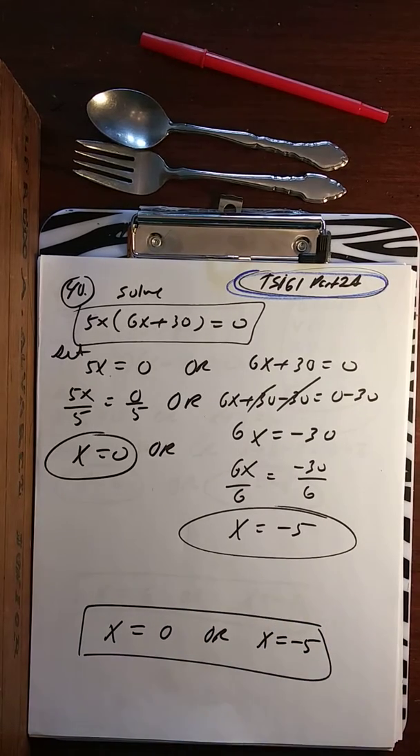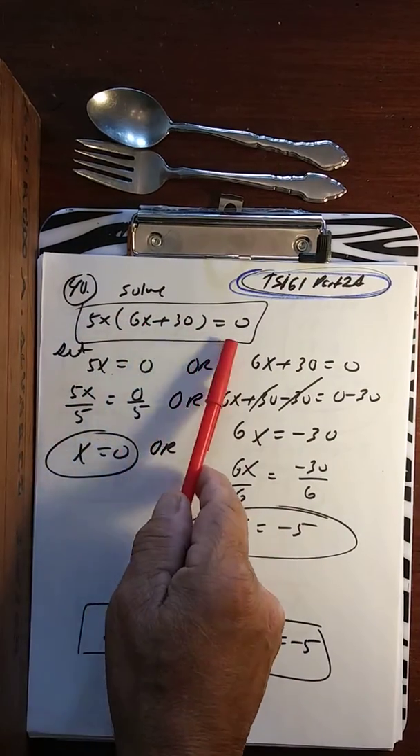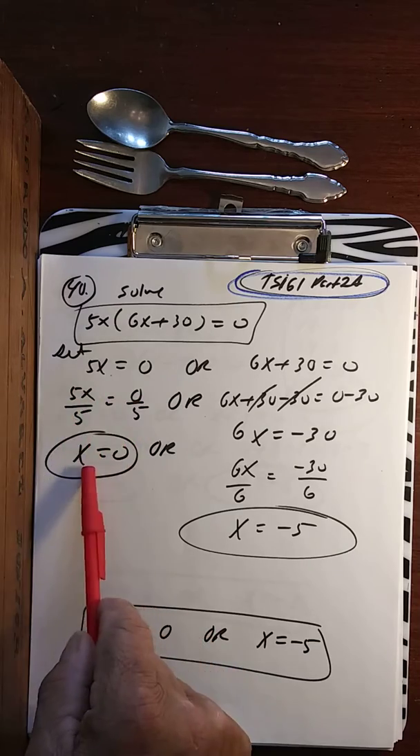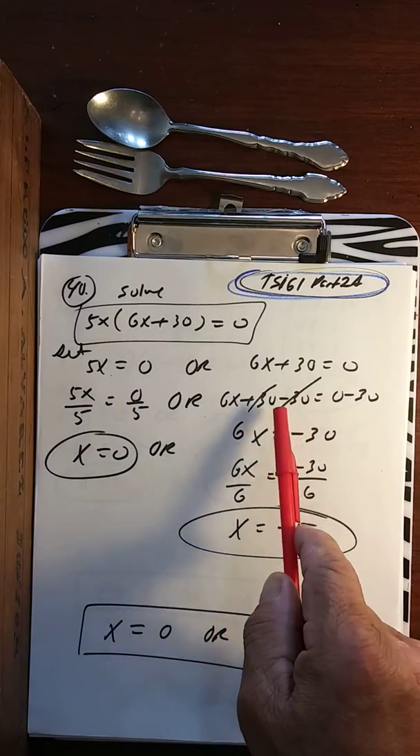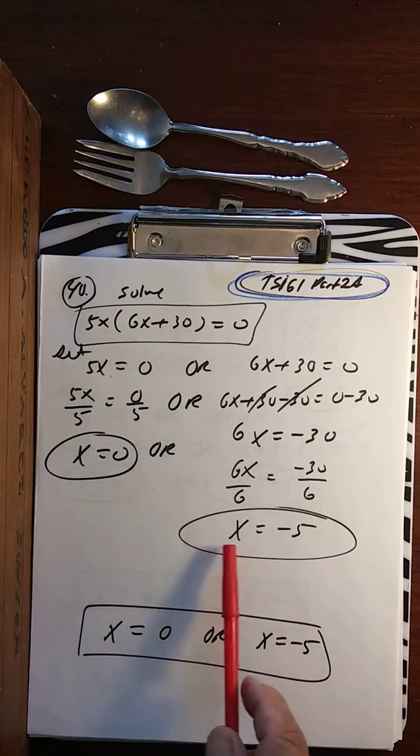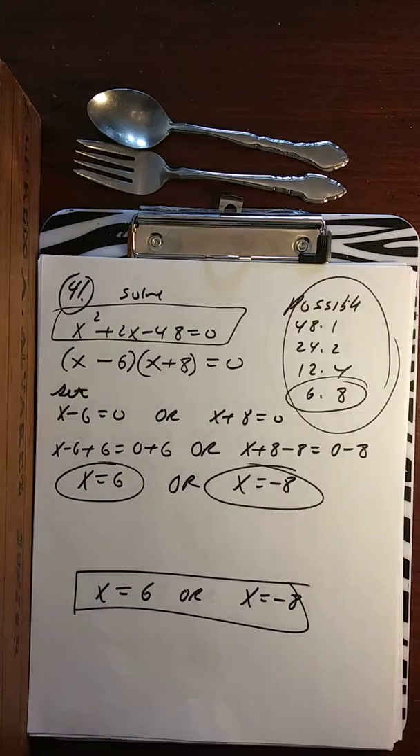All right, let's do TSI 61 part 2A. So now solve this. How do you solve this? 5x times this equals 0. 5x equals 0, 6x plus 30 equals 0. 5 divided by 5, x equals 0. One answer. Minus 30, minus 30. So 6x equals negative 30. Now divide by 6. So x equals negative 5. So the answer is 0 and negative 5.